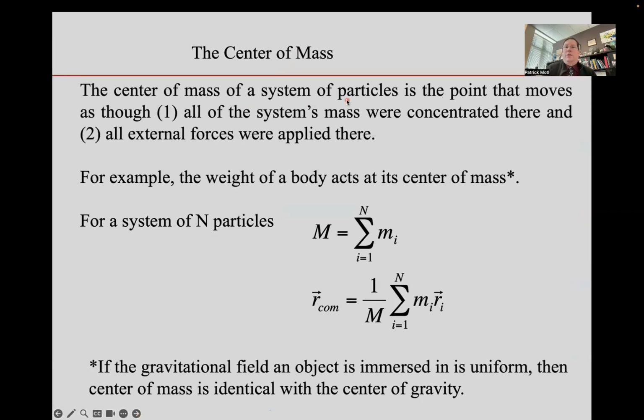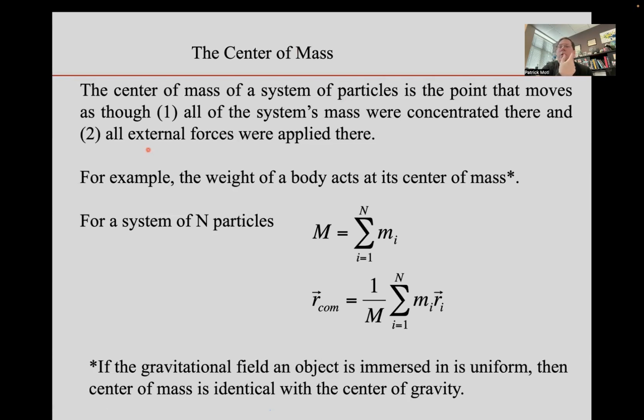So if I have some system of particles, each of those particles has its own center of mass, then the center of mass of that system of particles is going to be a point in space. There need not actually be any mass there, but it is a point of space that represents the object in the following way. That point will act as if all of the system's mass was concentrated there, and then external forces will act as if they're applied at the center of mass.